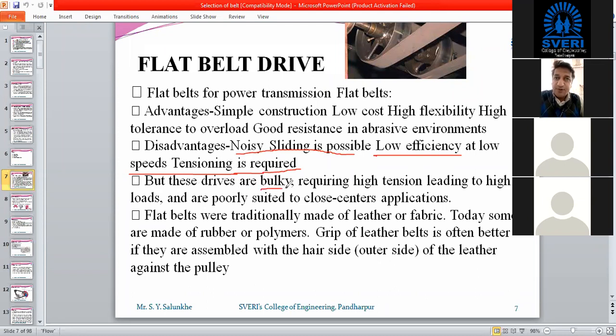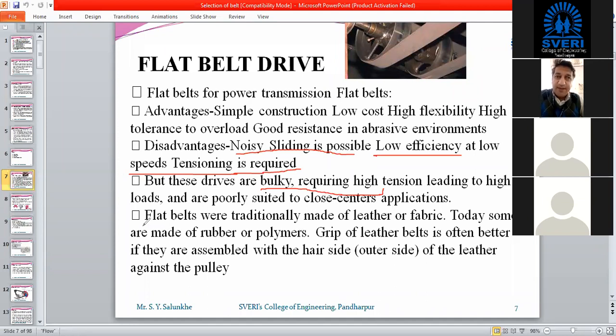Then they can be used for bulky requirements, that is, where high power transmission takes place, or in bulk applications, these type of belts are used. You might have seen this type of belt in a flour mill. A very common application of flat belt is the flour mill. Nowadays these flour mills are also available with V belts, basically V belts only, not other types. But in old flour mills, you might have seen that flat belts are mostly used.